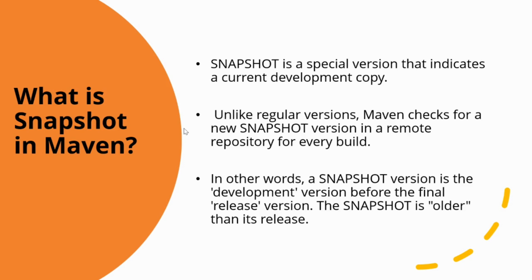Snapshot refers to the version available in the Maven remote repository. It signals the latest development copy. Maven inspects for a new version of snapshot in the remote repository for every new build. So snapshot is a special version that indicates a current development copy. Unlike regular versions, Maven checks for a new snapshot version in a remote repository for every build. In other words, a snapshot version is the development version before the final release version. The snapshot is older than its release.